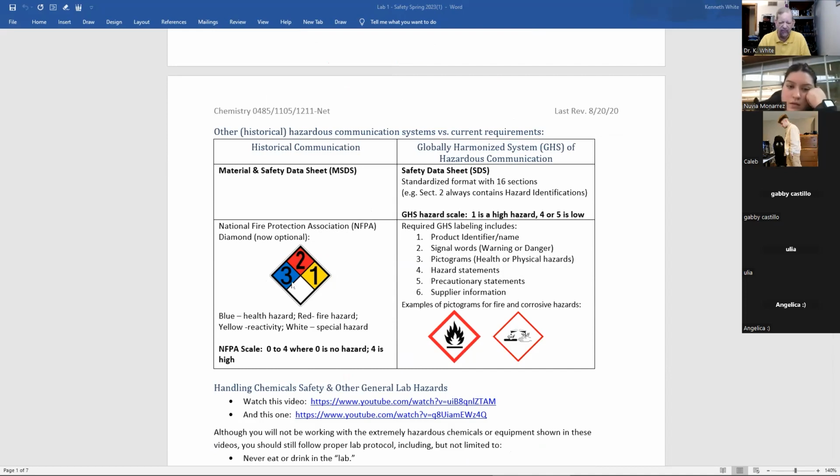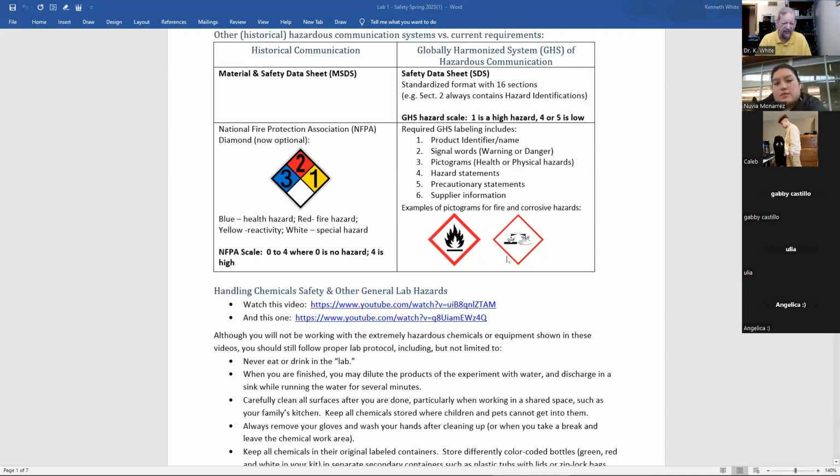The higher the number, the worse the hazard. A 2 in there is red, and that's a fire hazard. If it was 0, it would be a not bad fire hazard. And here they use the newer GHS, which again tells you things about the safety.